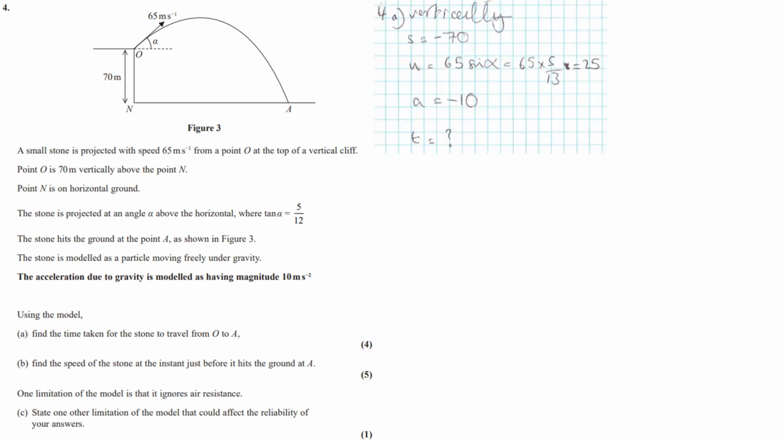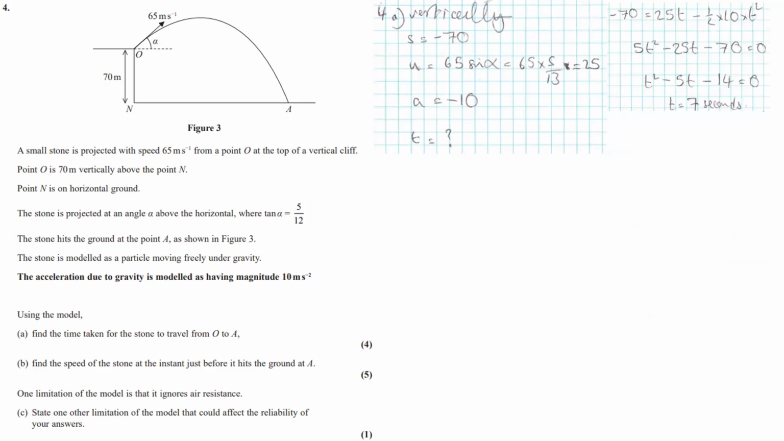Okay, a is equal to -10 because I'm taking upwards as positive, and we want to work out what t is. So I put everything into s equals ut plus a half at squared, rearranged it to get a quadratic. You get a positive answer and a negative answer. Ignore the negative answer, and you get t is equal to 7 seconds.